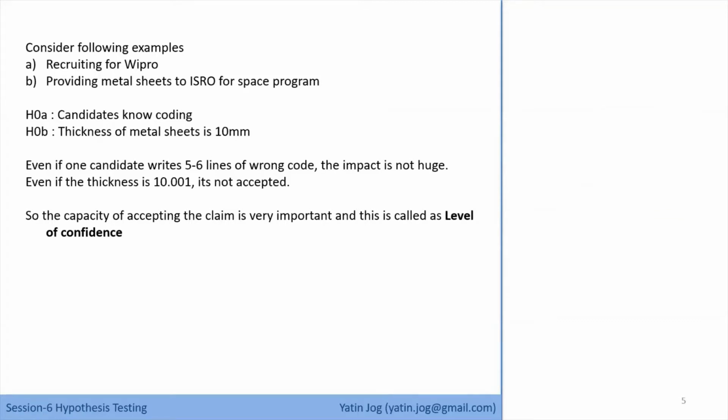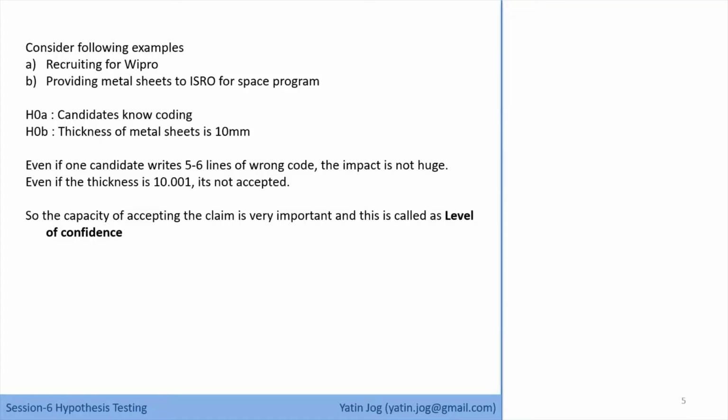As part of the selection process for recruitment at Wipro, I'll give some 100 lines of code to write, and then I'll see how the candidates write the code, looking at the level of the code, the logic written and the structure, and then I'll decide which candidate to select. So my basic assumption is that candidates know coding and can write 100 lines of code easily. That's why I have called them for the selection process. The basic assumption for the second problem is that the thickness of the metal sheet is 10 mm, because that is the requirement of my space program as an ISRO manager.